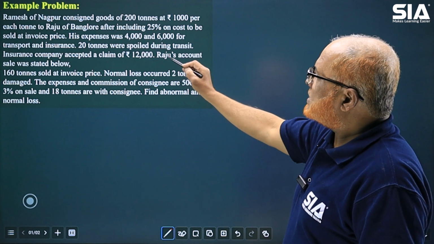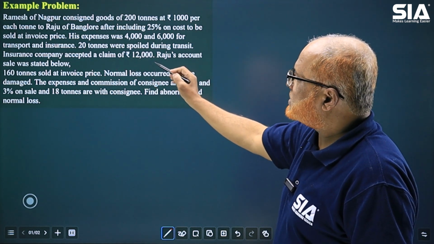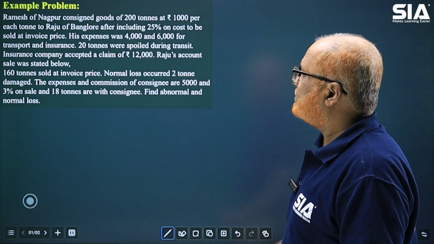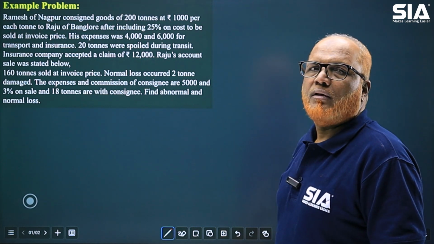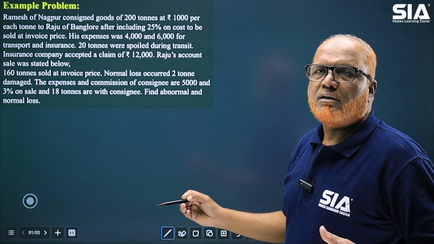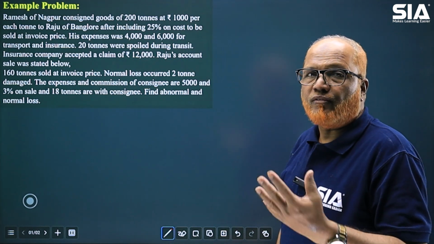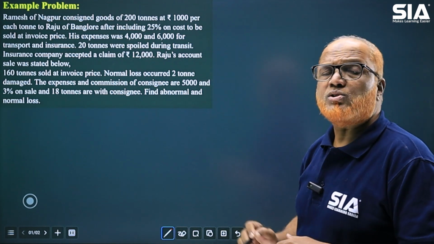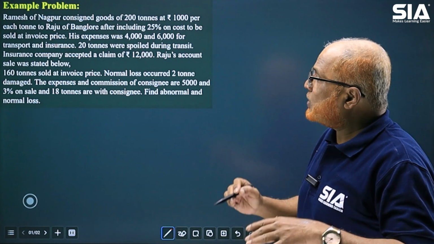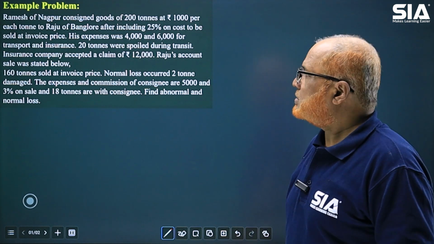Now, 20 tons were spoiled during transit. Insurance company accepted a claim of 12,000. Raju's account sale was stated below. So in the transit, 20 tons out of a total of 200 tons are lost. And it was already insured. The insurance company has agreed the claim for 12,000.